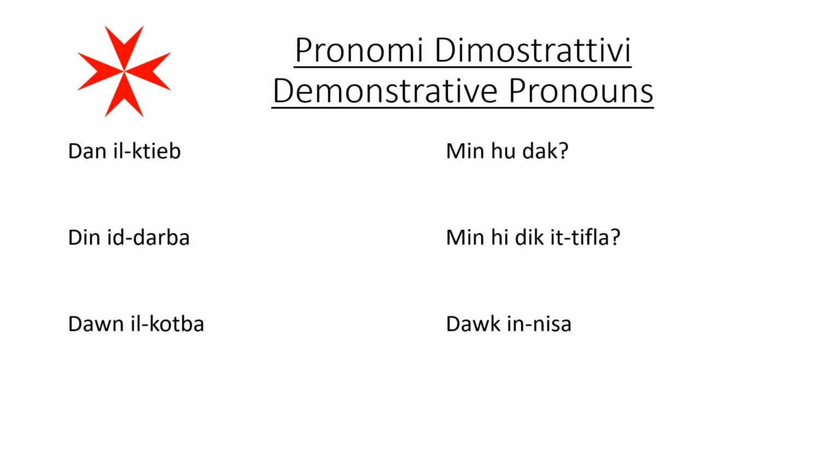So here are some examples. Dan il-ktieb, this book. And you'll see the colors are aligned with the English translation. Dan il-ktieb, you'll remember il, the definite article from the last lesson. In Maltese, it's just written that way. I know in English it wouldn't make sense to say this the book, but it's just something particular to Maltese, dan il-ktieb.